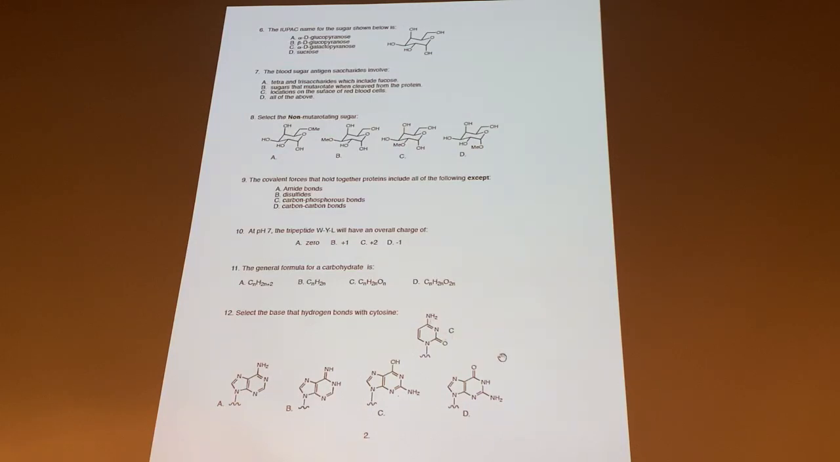So if you flip this around, you can see the hydrogen bonding pattern there between C and G. Okay, this is A. These are tautomers of that, and that's not correct. That would be donor, acceptor, donor.